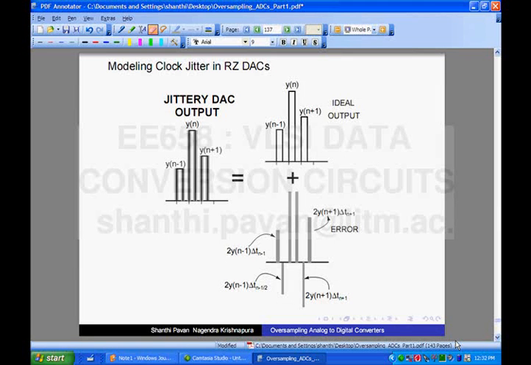Now, what do you think will happen when you have an NRZ DAC? I'm sorry, a return to zero DAC. For a return to zero DAC, the waveform will depend not on the successive difference but on the absolute amplitude. All right. And not only that, what about the width of the pulse? The width of the pulse is still delta t. Does it make sense? Okay.